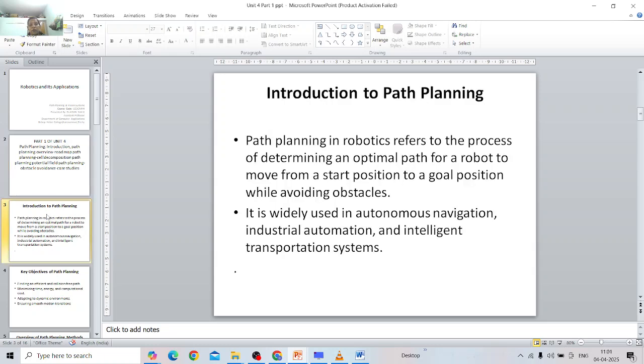First, let us see what is path planning. Path planning in robotics refers to the process of determining an optimal path for a robot to move from a start position to a goal position while avoiding obstacles. And it is widely used in autonomous navigation, industrial automation, and intelligent transportation system.